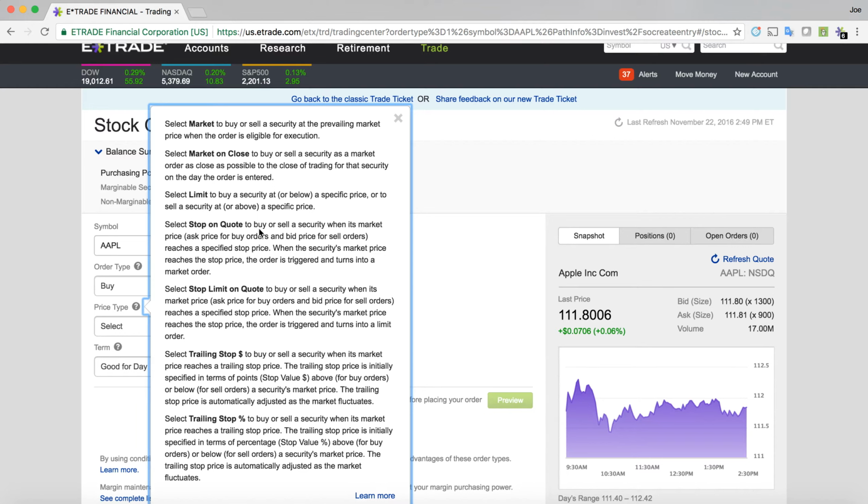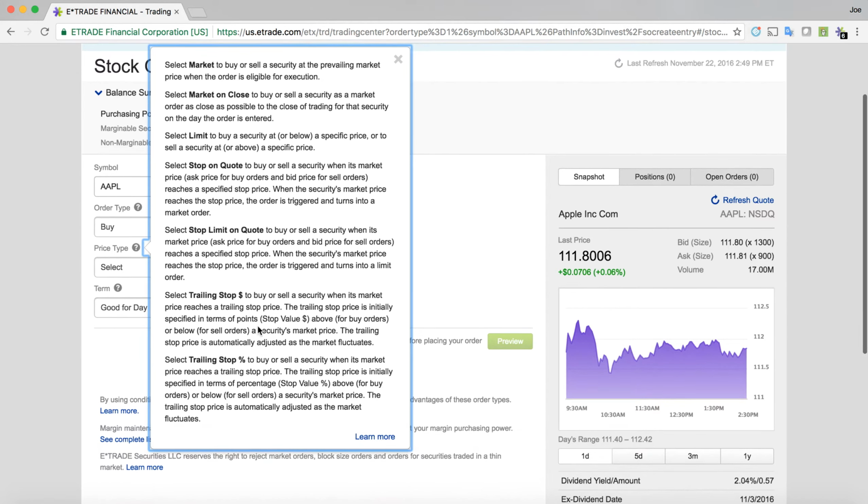Stop on quote, buy or sell a security when its market price reaches a specific stop price. When the security's market price reaches the stop price, the order is triggered and turns into a market order. Stop limit on quote is to buy or sell a security when its market price, ask price for buy orders, bid price for sellers, reaches a specific stop price. When the security's market price reaches the stop price, the order is triggered and turns into a limit order.